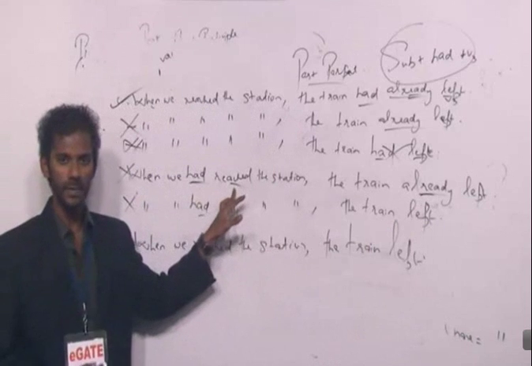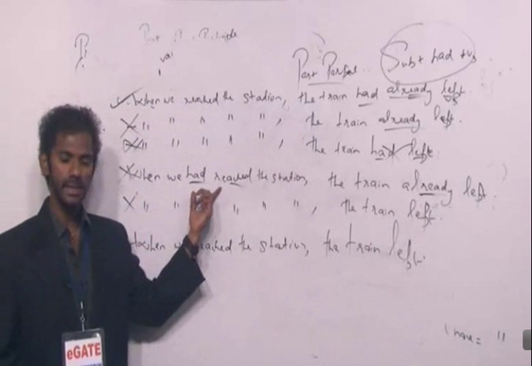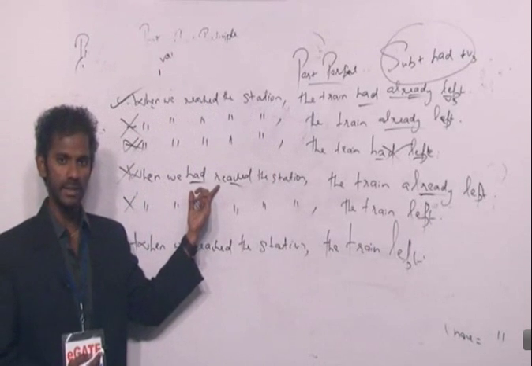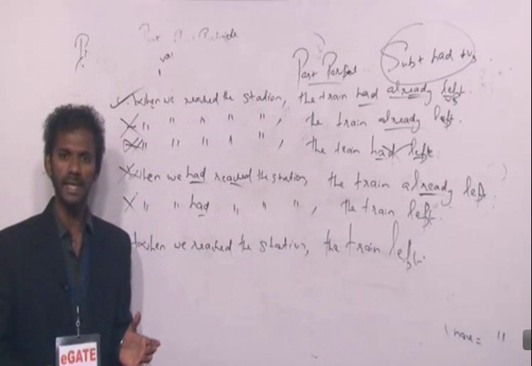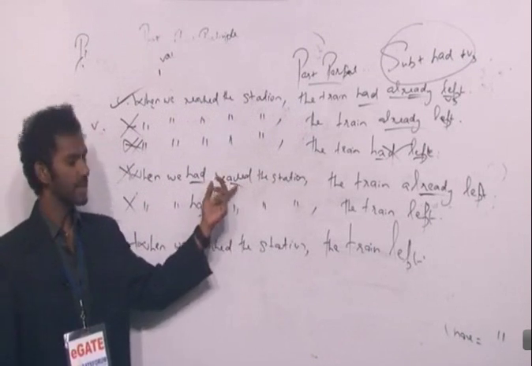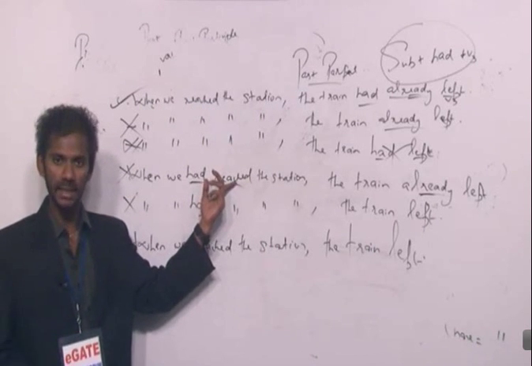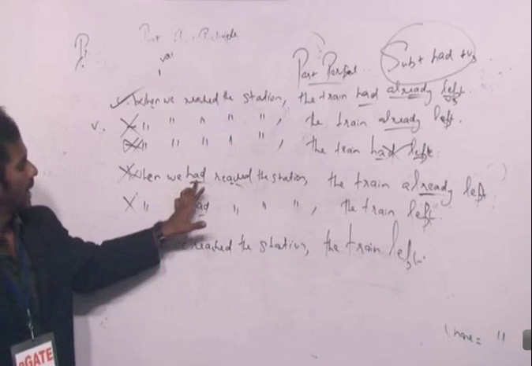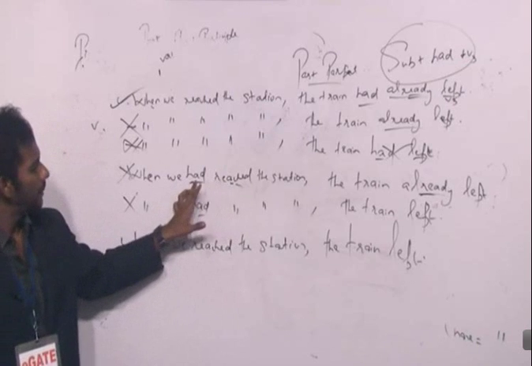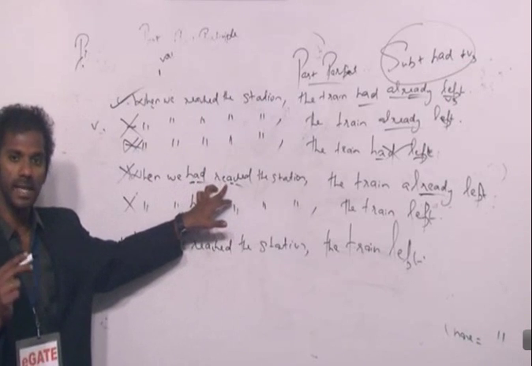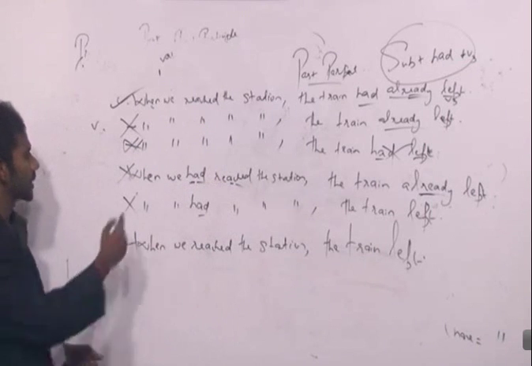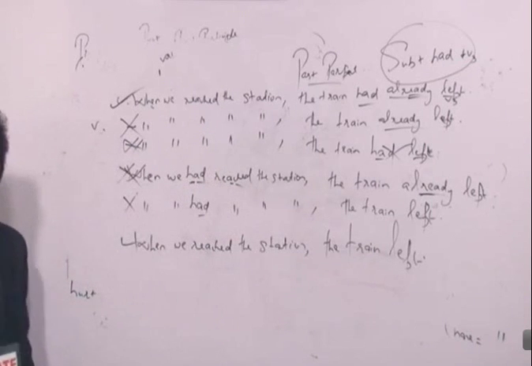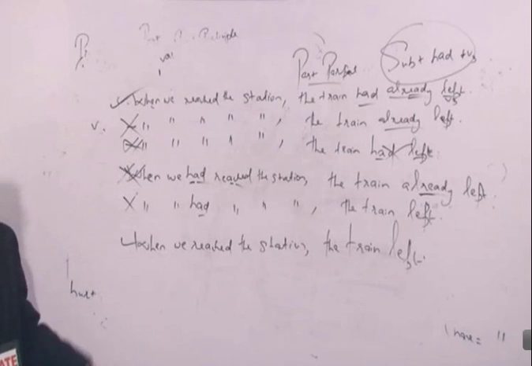Had reached is past perfect. In the fourth sentence, had reached the station. Reaching the station is an action that is completed first or completed second? Reaching the station is an action that is completed second. In the fourth sentence, had reached is past perfect. Past perfect is used for the action that is completed second. I told you in the rule it's completed first. So 4 is also eliminated. Got it? Come to the fifth one now.